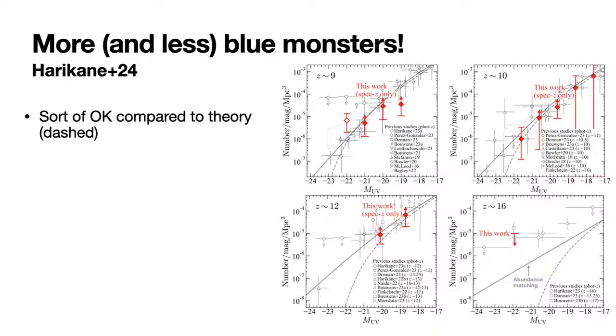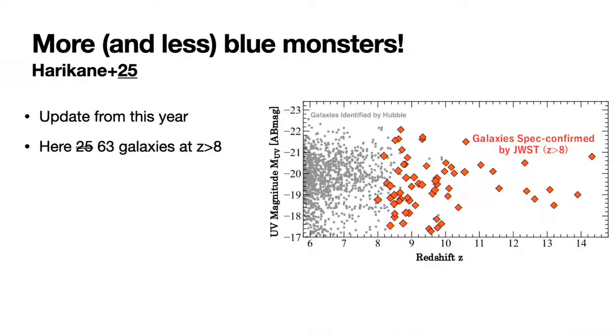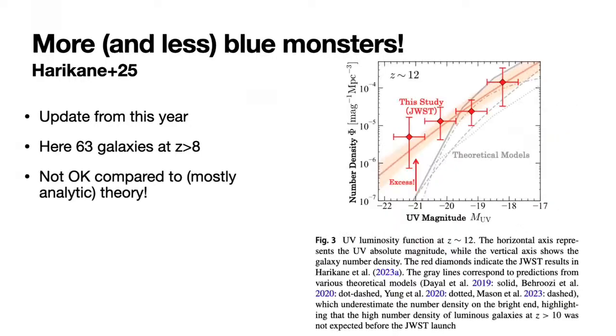But if you now go to the next paper by Yuichi, showing even more bright galaxies at high redshift, so you're going to 63 from 25 the year before at redshift above 8, now it starts to become a problem. There are clearly way too many bright galaxies at high redshift. It's not very large statistics, and the error bars are quite large, but it starts to be a very visible excess.